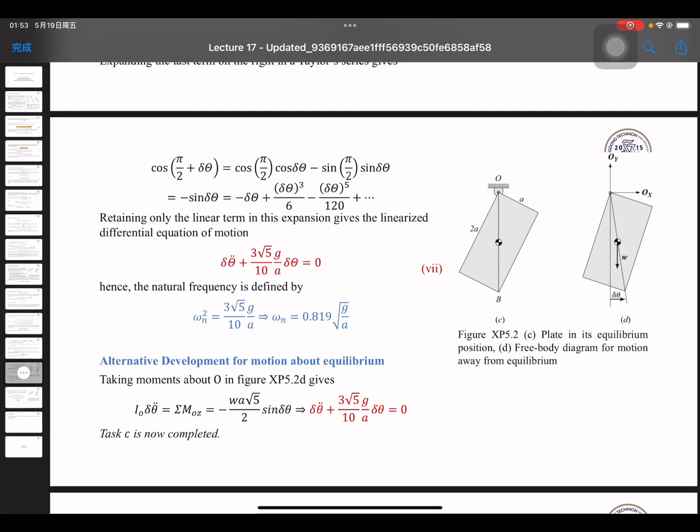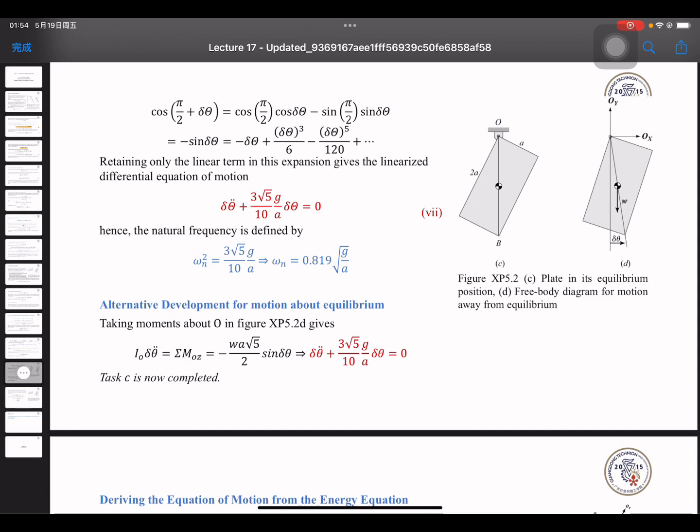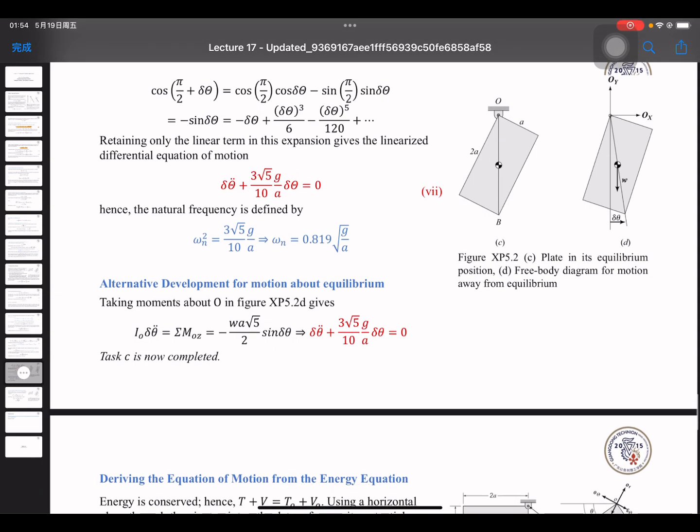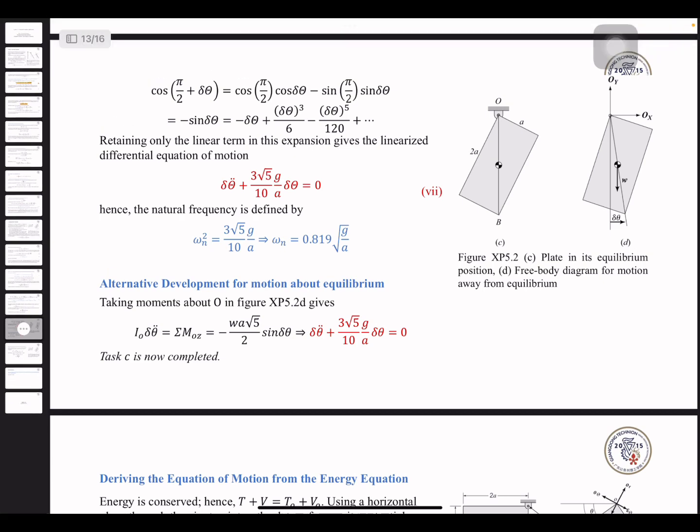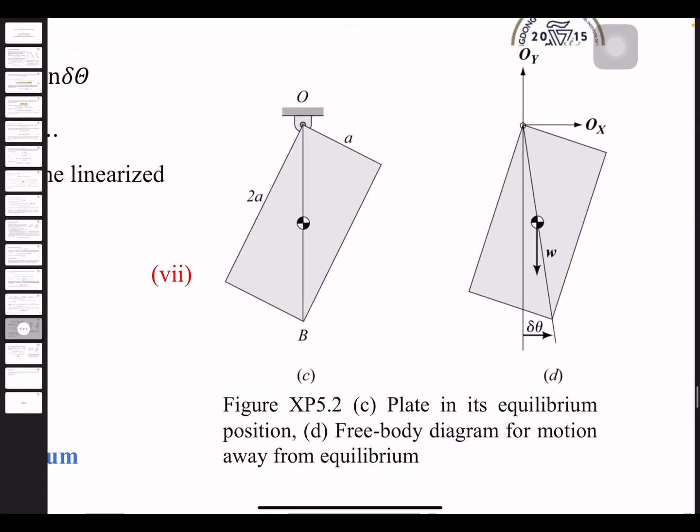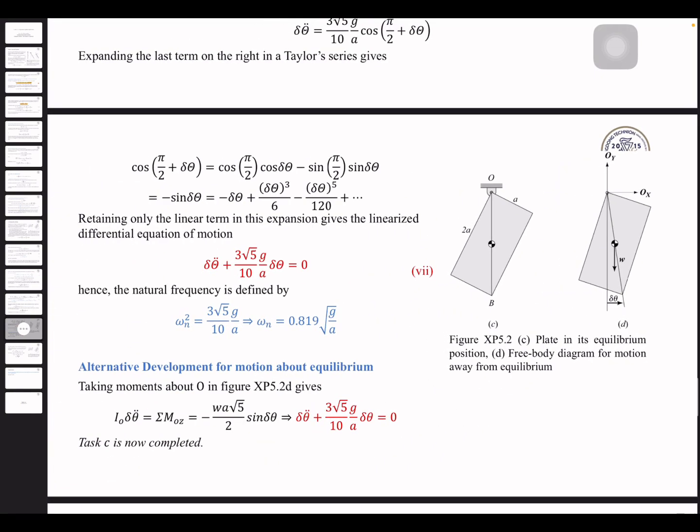As you can see, the omega squared. Okay, an alternative developed for motion about equilibrium. Taking moments about O in the figure gives I times sigma double dot equal to the sum of M_Oz. So task C is already complicated. You should notice the tool and how, and I will talk about that: how you choose the coordinates. You choose the coordinates at this fixed point, not the center point.